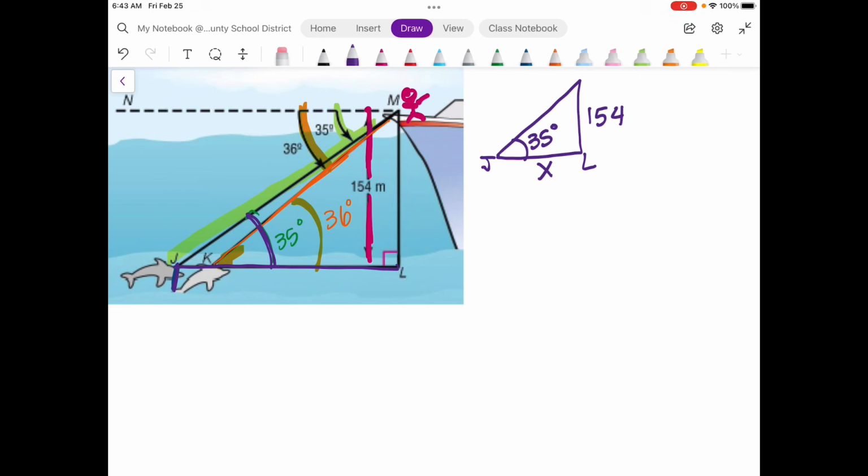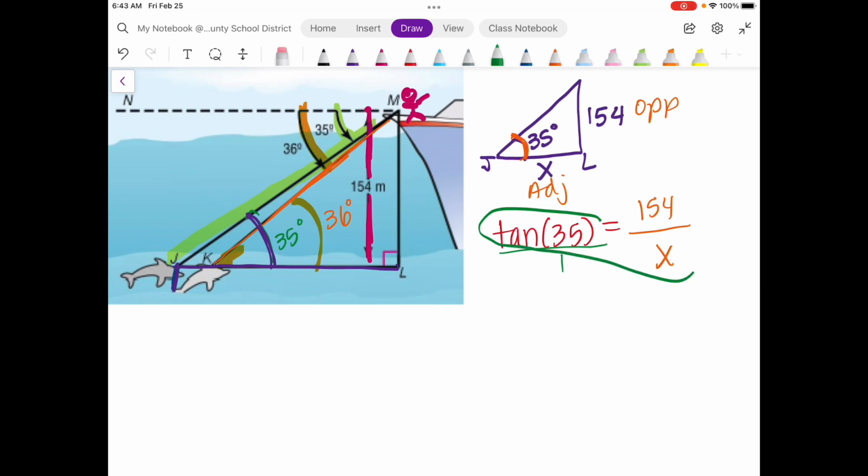So setting this up, I do have the opposite, and this is my adjacent, because I'm using this angle as a reference. So I have opposite and adjacent. That means I'm using tangent. So I have tangent of 35 degrees equals opposite is 154, and adjacent is x. And again, I can put that over 1.